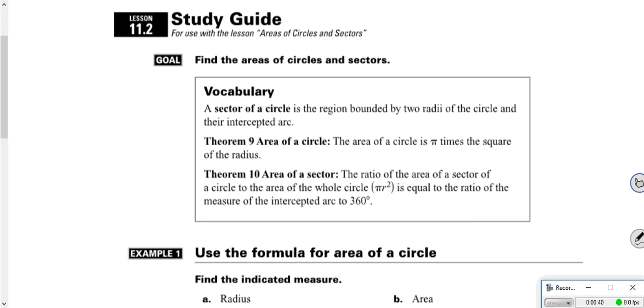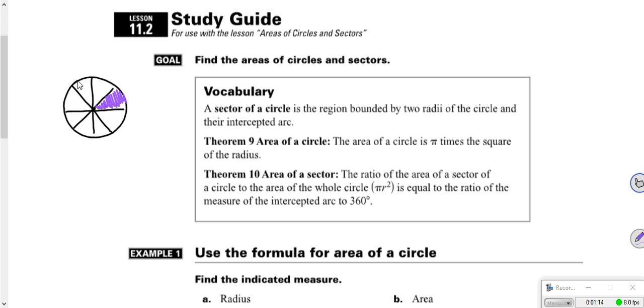So vocab here: a sector of a circle is a region bounded by 2 radii of the circle and their intercepted arc. So once again, if I have a circle, here's the center, say I cut my circle into 8 pieces. None of those happen to look congruent, but you get the idea. This would be the area of that sector. That's what they're talking about, that's a sector.